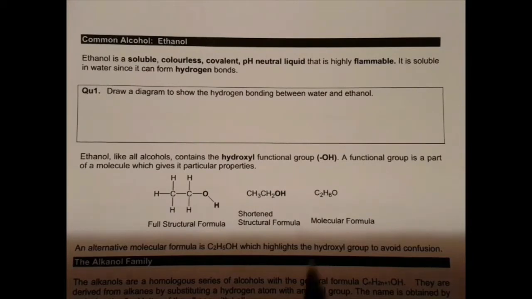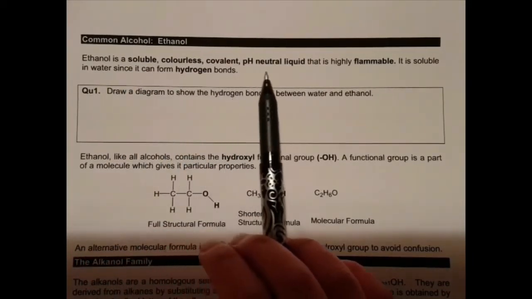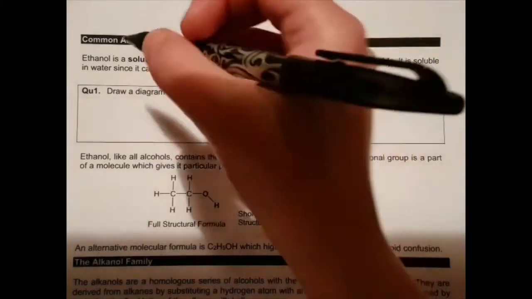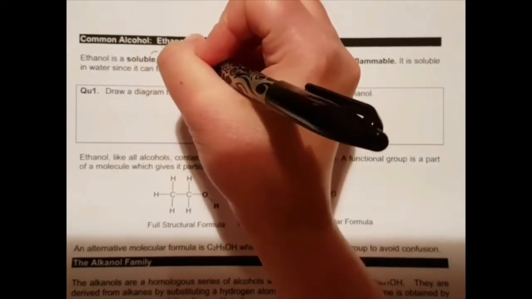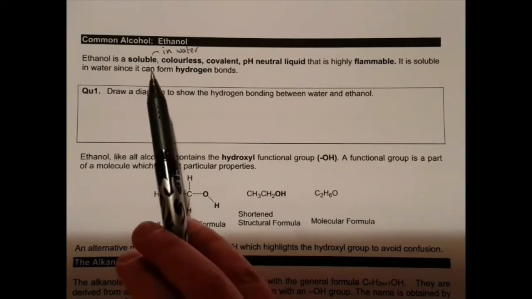Page 10 starts by giving you some properties of ethanol. So ethanol is a soluble, colourless, covalent, pH neutral liquid. So it's soluble, and really what I mean by soluble is soluble in water. And you can tell that ethanol is soluble because in your glass of wine you don't have 2 separate layers. The alcohol is mixed in nice and evenly with the water.